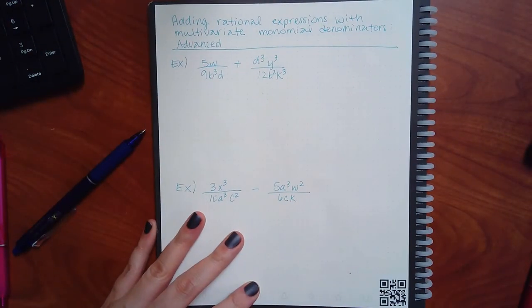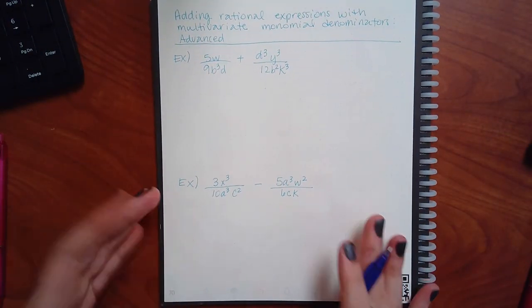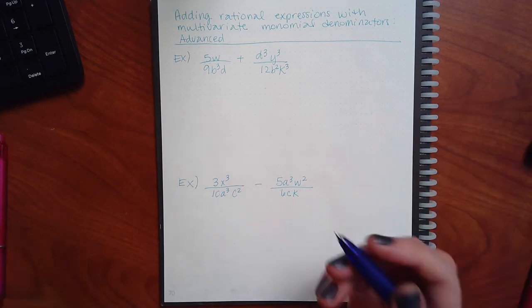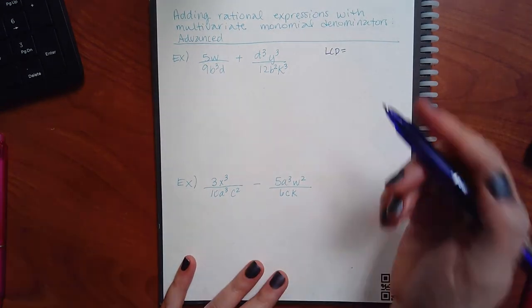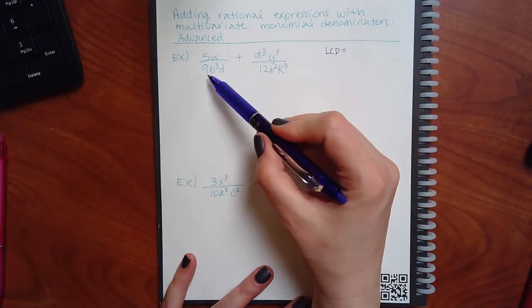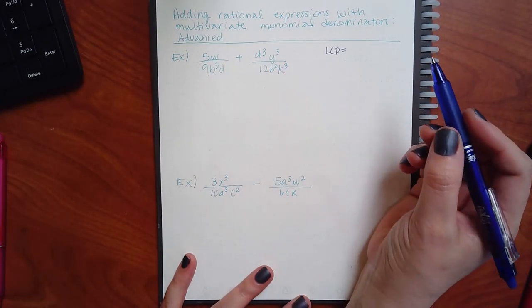Let me see. We got 9 more. So I'm gonna have to kind of speed it up a little bit. This is the same thing. It's just more variables. So we're gonna just do all the rest of them together so we can kind of go through them faster. What would be the number for the common denominator?